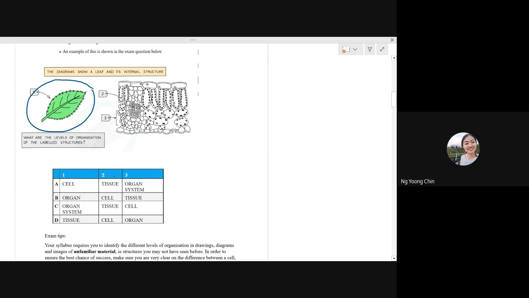So the answer is very clear. It's organ. And then this number two just refers to one cell only. So it's a cell, and then a group of cells will form a tissue. So the answer is B.